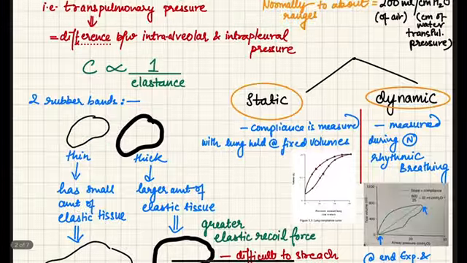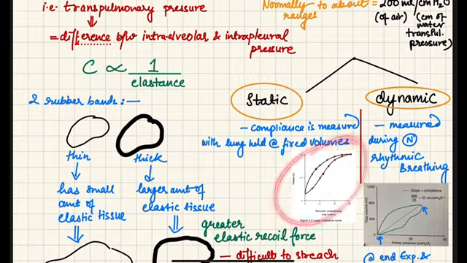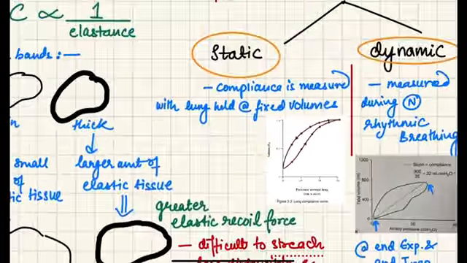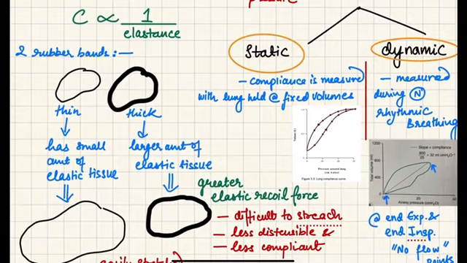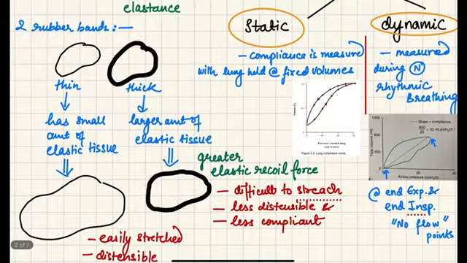Now it is of two types. If it is measured with the lung held at fixed volumes via an external apparatus with a vacuum pump and a spirometer, then what we calculate is the static compliance, as shown in this graph. But if it is measured during normal rhythmic breathing at the end expiratory and the end inspiratory no flow point areas, then it is known as the dynamic compliance.